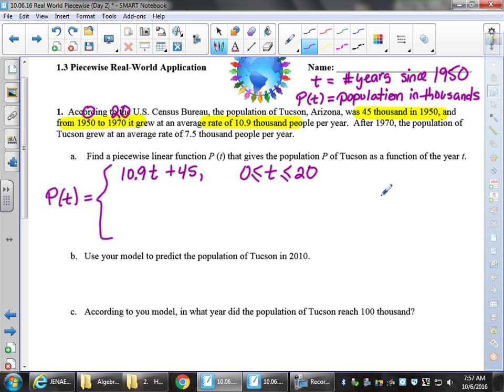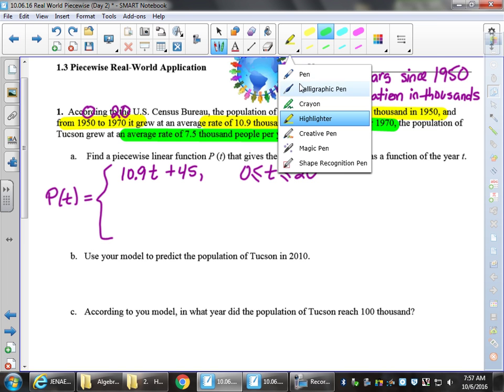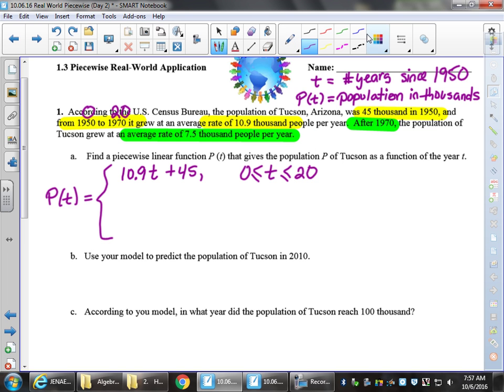Let's go look for our second piece. What do we know next? After 1970, the population grew 7.5. I think I see my rate. Who sees the rate for this piece? 7.5 T. But now we're back into that situation that we talked about at the start of class.